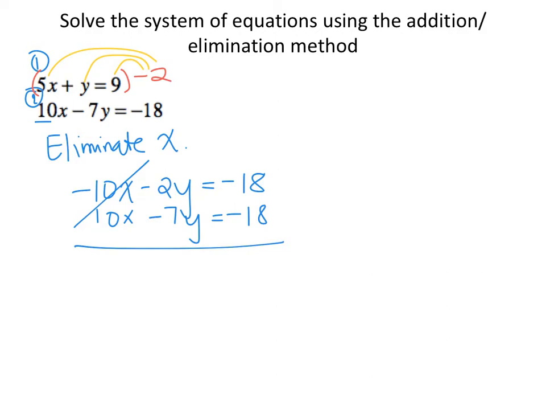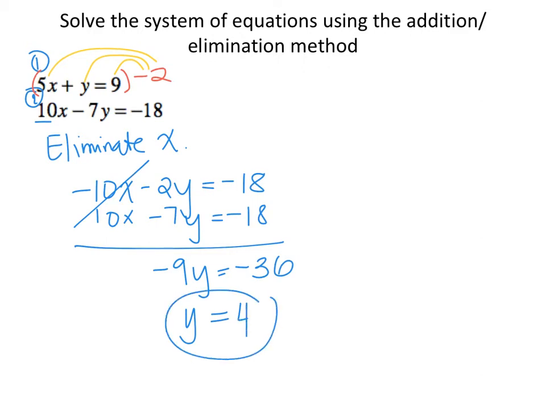-2 plus -7 is going to be -9y. Equal to -18 plus -18 is -36. Divide by -9. So y is equal to -36 divided by -9, which is +4. The next step would be to substitute for y in either of the original equations. So I'm going to sub 4 for y in either 1 or 2.